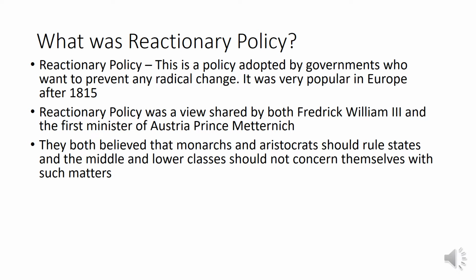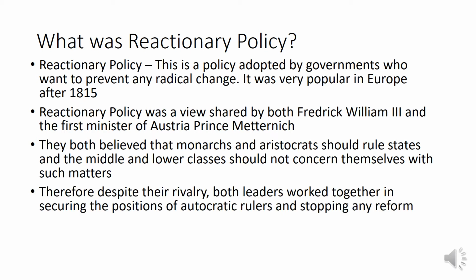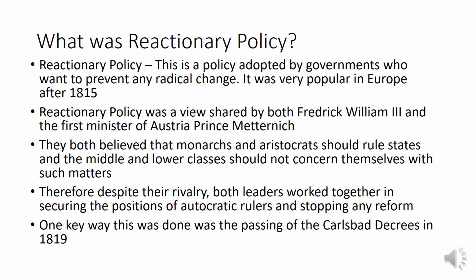They both believed that monarchs and aristocrats should rule the state, and that middle and lower classes should not concern themselves with such matters. They believed it was up to them and the other rich, powerful people in their country to decide how the country is run. They didn't believe that the middle classes or lower classes had any role within the running of a country. Therefore, despite their rivalry, both leaders worked together in securing the positions of autocratic rulers and stopping any reform. So here we see a rare instance of Prussia and Austria working together for the same political aim.